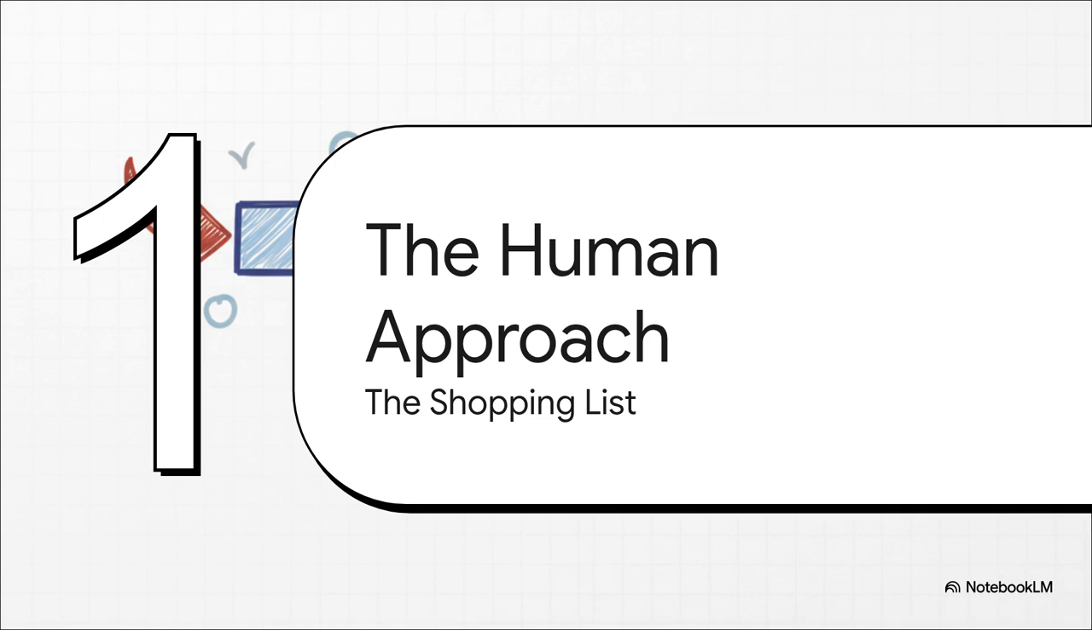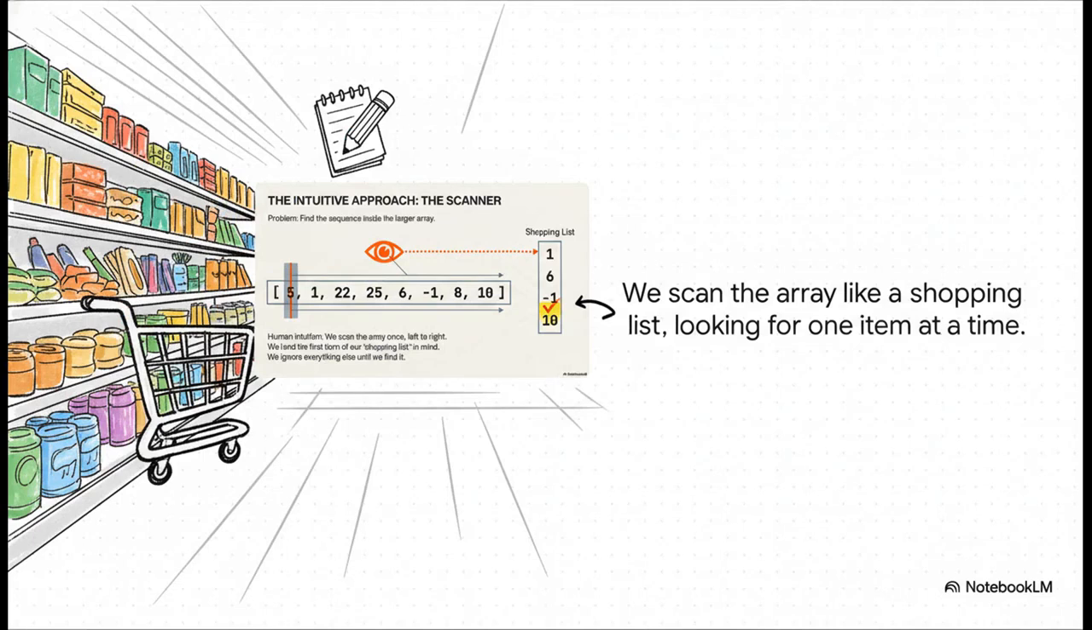Okay, before we jump into any fancy algorithms or code, let's think about how a human would solve this. Our own intuition is often the best starting point. And the best analogy I can think of is a simple shopping list. You've got the whole supermarket in front of you and your short list of things you need to find. So what do we do? Our natural instinct is to just scan, right? We walk down the aisles. That's our big array, from start to finish.